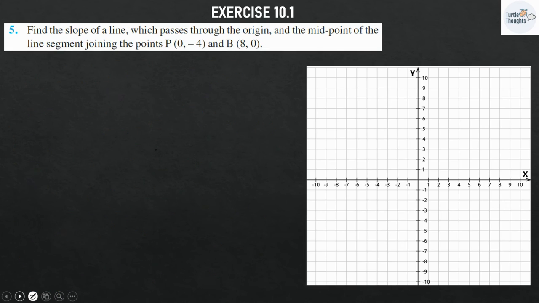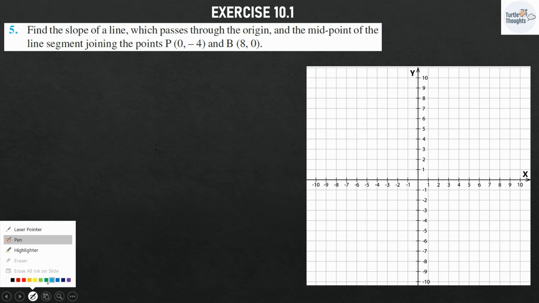Let us move on to the final question for the session. Find the slope of a line which passes through the origin and the midpoint of the line segment joining P and B, 0 comma minus 4 and 8 comma 0.